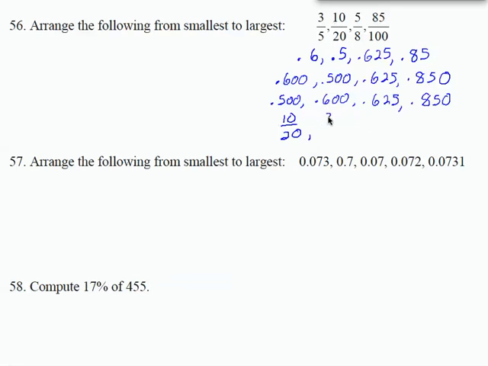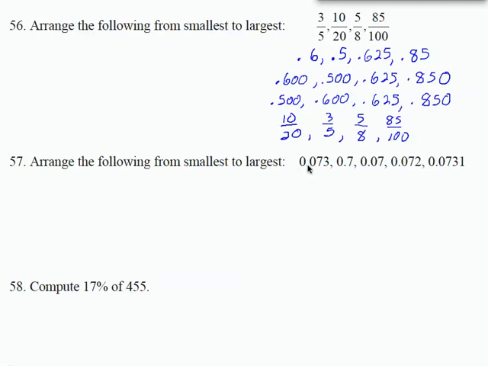0.600 was 3 over 5. 0.625, that was 5 over 8. And 0.850, that was 85 over 100. So here is the correct order from smallest to largest for the fractions that we started with.